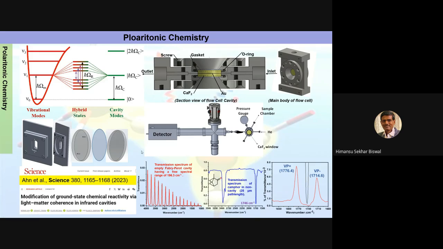Here it is the other way around. People have started getting many different experimental data, but there is not a very accurate quantum mechanical theory to explain it. So those data are important, and quantum mechanics is also developing to give a first principles explanation for those experimental data. This paper I have taken was very recently published, called the modification of ground state chemical reactivity via light matter coherence in infrared cavities. This is what we have developed.